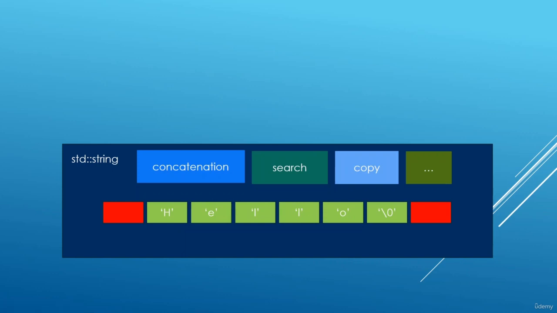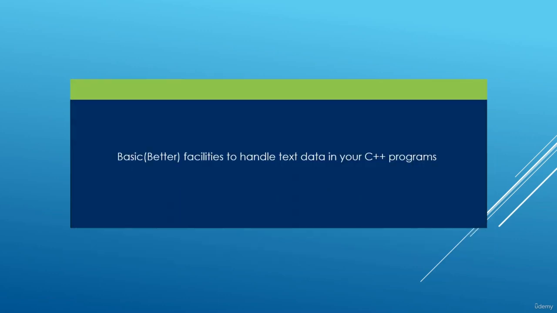If we try to take too much space than the string can currently handle, it's going to make itself big. std string is that smart. We also don't have to remember to handle this null terminator. std string is going to handle that for us. And we saw a lot of examples of how you can work with this thing. If I could summarize this entire chapter in one sentence, it would be basic facilities to handle text data in your C++ programs.